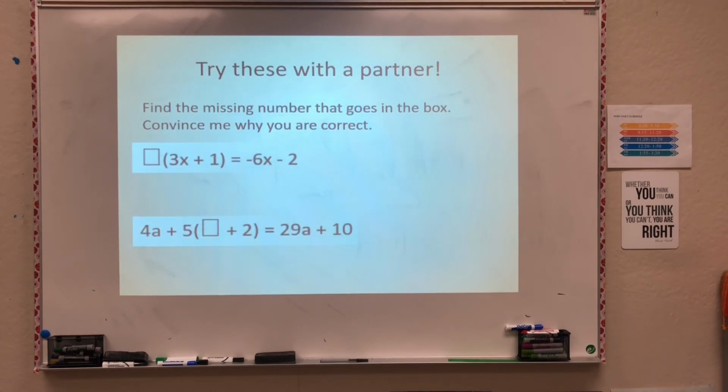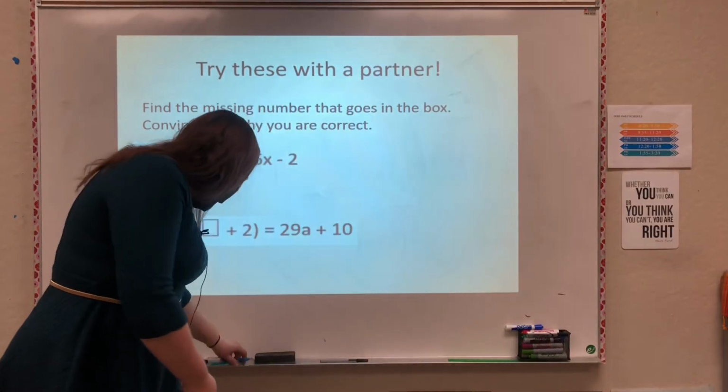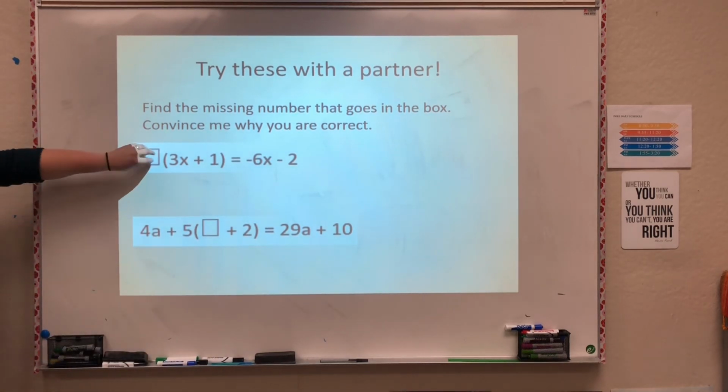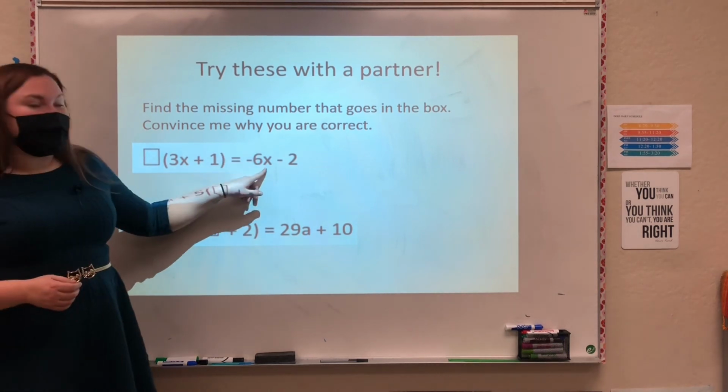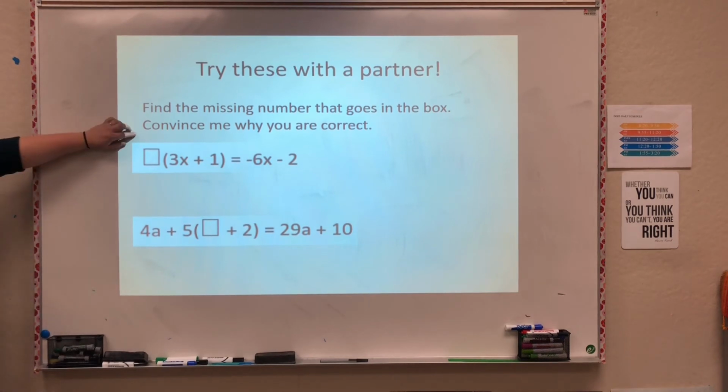This last one, you might see, says, with a partner. Your partners decided they didn't want to come today. But that is okay, because I can talk you through this. I would love to hear your thought process. So the question is, find the missing number that goes in each of these boxes to give you what we're saying is the answer. And then the second part of this is convincing me why you're correct.